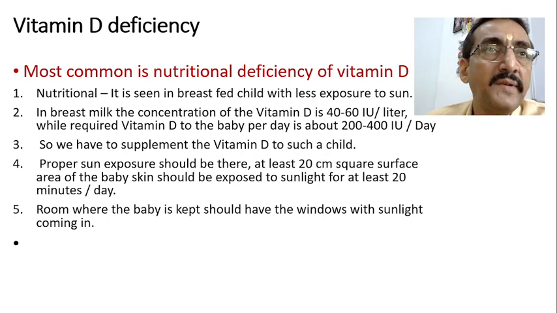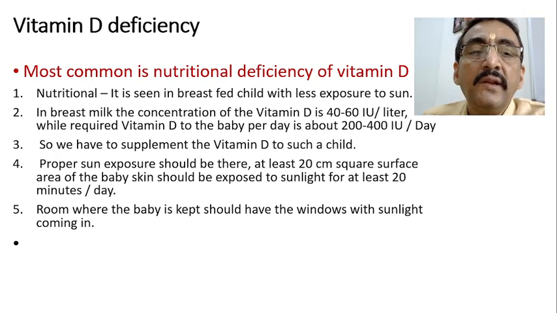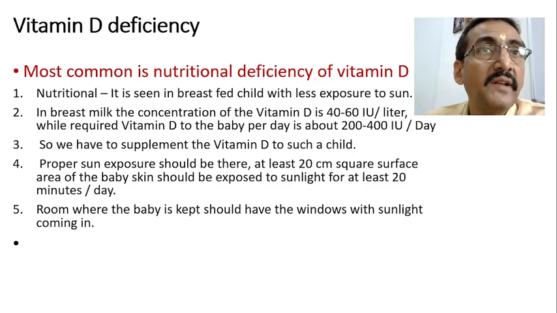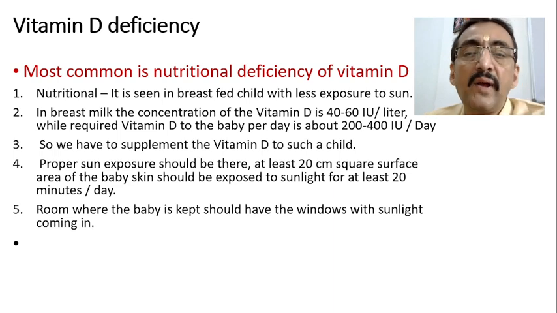Therefore, for the prevention purpose, we are giving it. Now we have to supplement the vitamin D to such a child. Proper sun exposure should be there. If the sun exposure is there, no problem. It is quite okay. At least 20 centimeter square surface area of the baby's skin should be exposed to sunlight for at least 20 minutes per day.